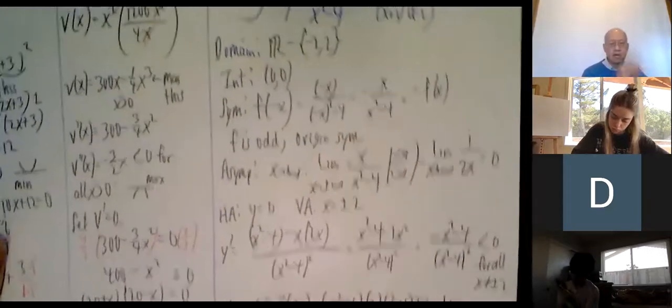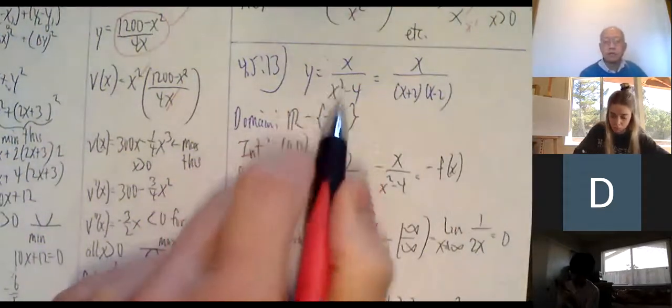All right, now for the derivatives. A little bit clumsy. Quotient rule.